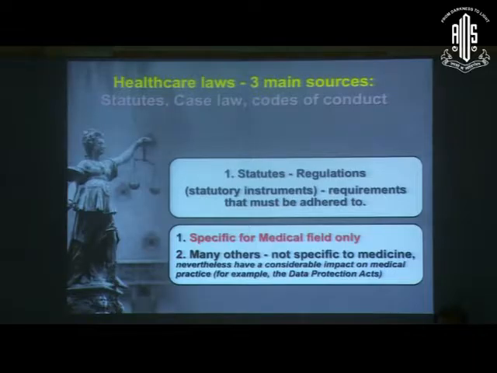Some of the laws are specific to the medical field only, and some are not specific to medicine. For example, the Data Protection Act. If you are having an EMR, you need to adhere to the Data Protection Act, security and confidentiality.